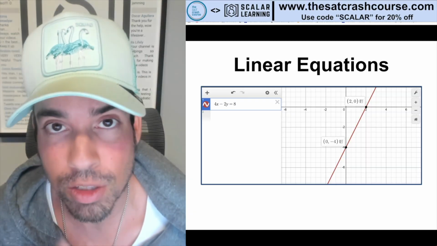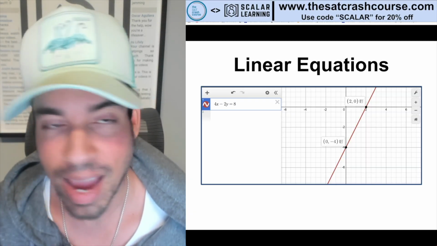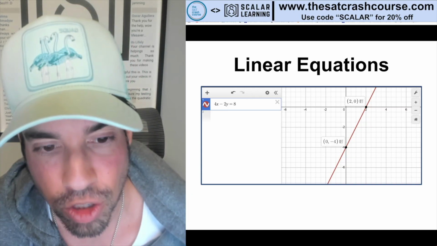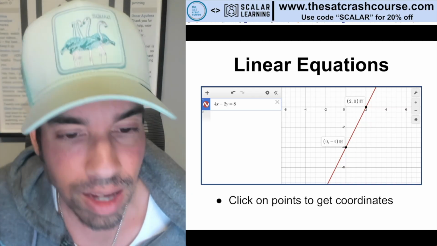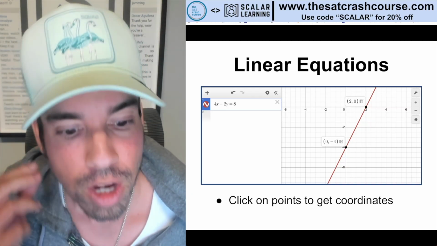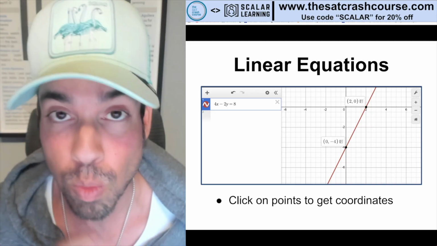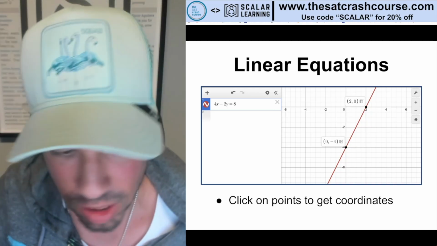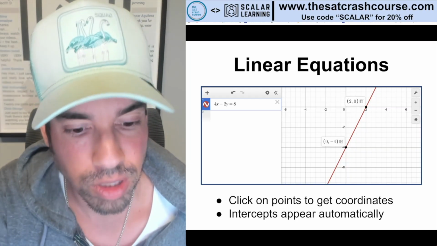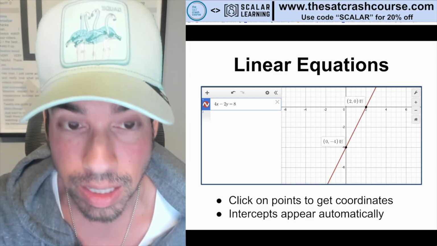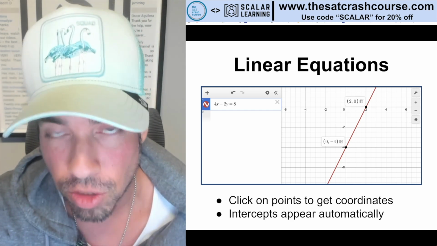First of all, the beauty is you can literally type it in as is. You don't have to convert it to slope-intercept form. Standard form is fine, and it's going to render just like this. And when you click on those points, like I did in the image, you're going to get to see the coordinates. So right here, I can very easily find the y-intercept and the x-intercept straight up from the graph. And those intercepts are going to appear automatically, but the actual coordinate values, you'll have to click on it, but the points will be highlighted in gray automatically.